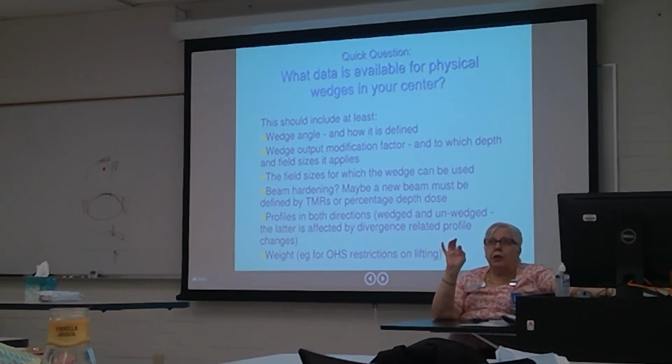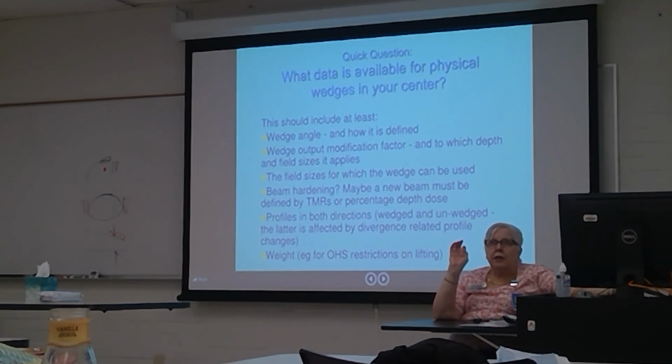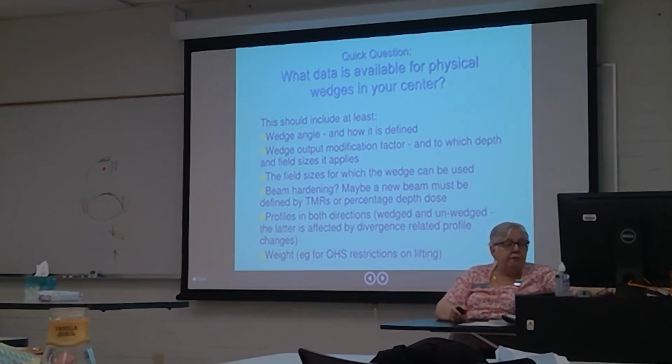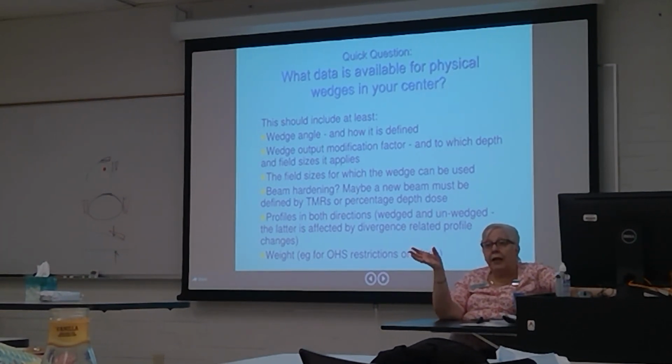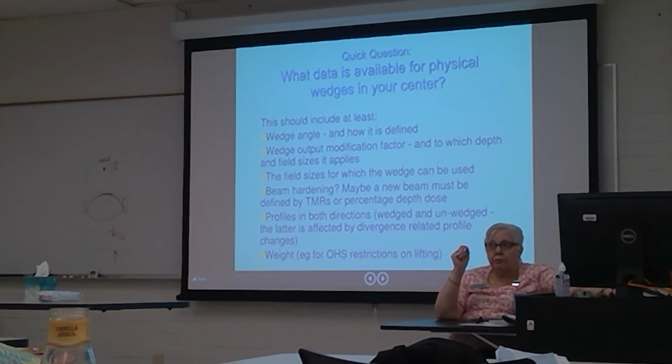The 15 wedge can be used up to, I think, 25 by 25. 30 and 45 can be used to an 18 by 18, I think. And the 60-degree wedge, your maximum field size is a 15. So if you're using physical wedges, you have to be aware that you can only use certain field sizes. And if you try and put a 15-degree wedge in, and you have a larger field size, it usually tells you.